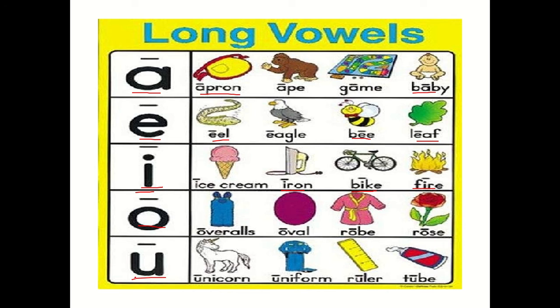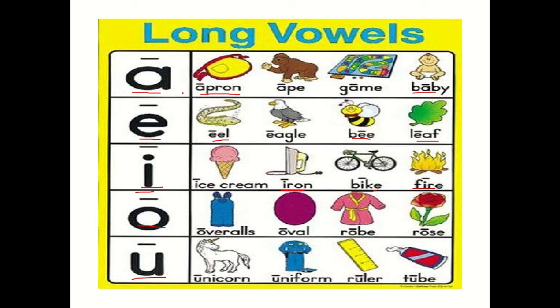And the last vowel is the letter U. And the letter U has two long vowel sounds. Again, we have the letter U. As I have said a while ago, it can be U in unicorn, U in uniform. The long sound of the letter U can also be U in ruler and U in tube.